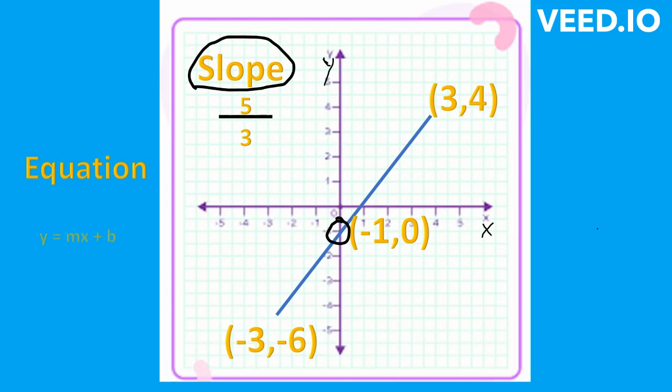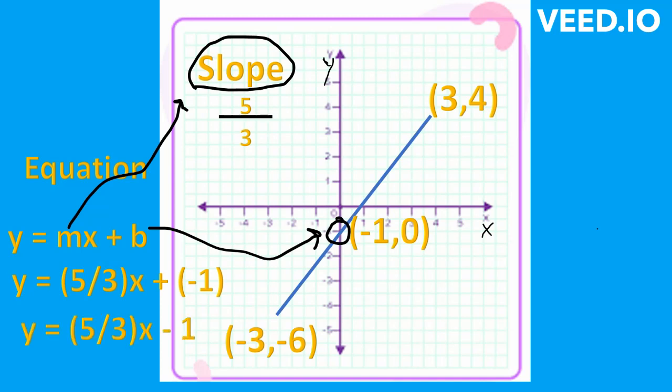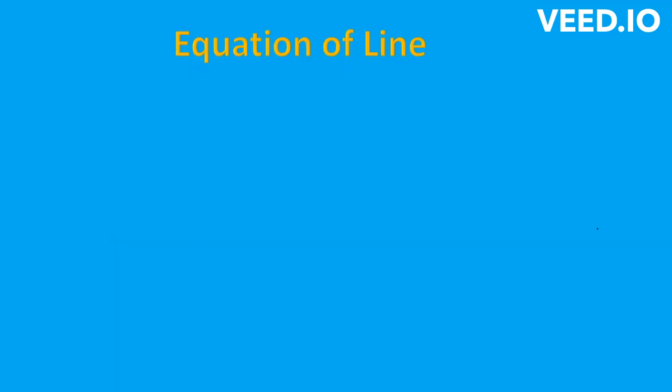Now let's try and write the equation for this line. The equation is y equals mx plus b, where m is the slope and b is the y-intercept. So let's put 5/3 for the slope there. And for b, let's put -1 because it is cutting the y-axis at -1. So y is equal to 5/3 x minus 1. This is the equation of this line.